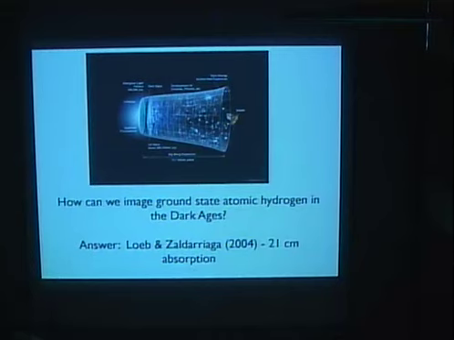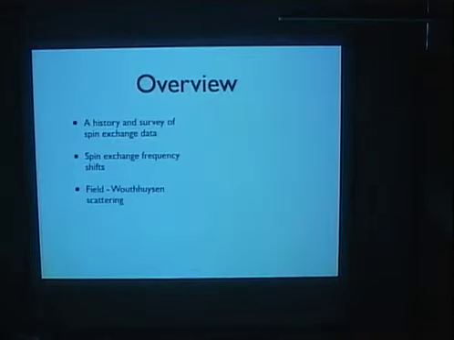One of the fundamental questions that has been enabled in the last few years is this idea of making tomographic maps of atomic hydrogen in the dark ages and beyond. An overview of my talk: the history and survey of spin exchange, which is some of the fundamental collision data that determines the theory behind this 21 centimeter absorption. I'll also talk a little bit about spin exchange frequency shifts, and finally some brief words on the Wouthuysen-Field scattering.